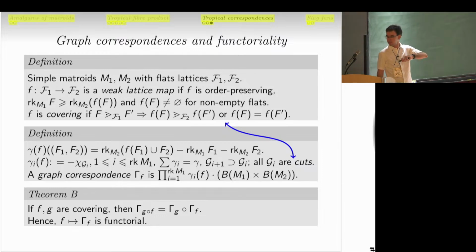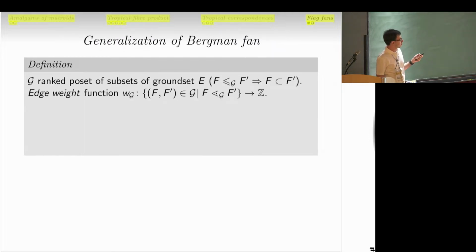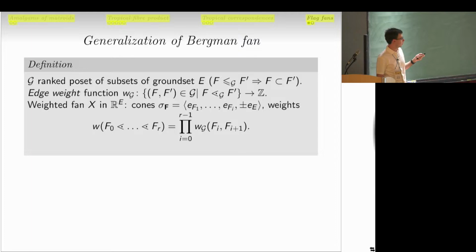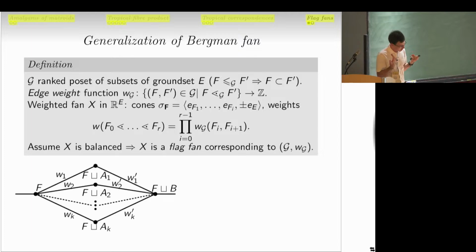So I think I'm almost out of time. So there is another section which I'm not going to explain because I don't want to be ashamed in front of an enlightened audience. So this is just a poset.